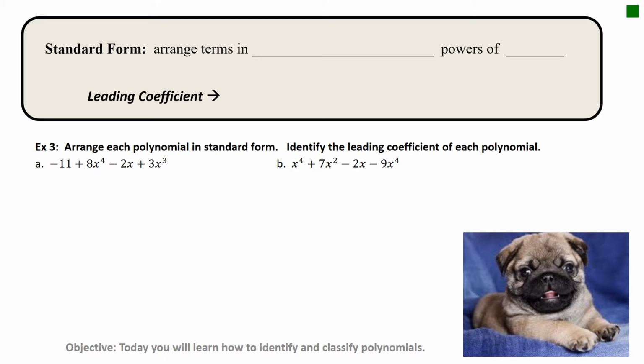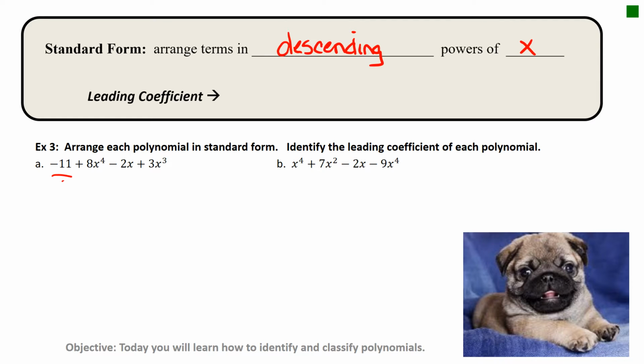So, standard form. Arrange the terms in descending powers of x. And by x, I just mean whatever the variable is, okay?